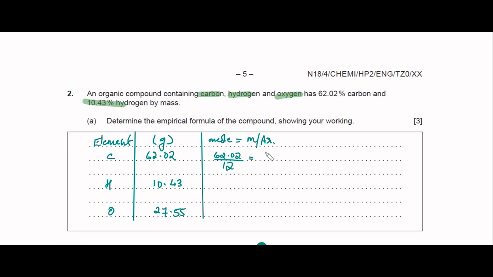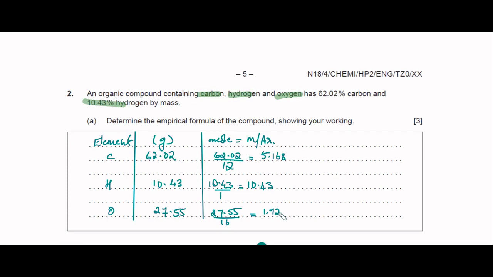So there I get 5.168 moles. Coming to hydrogen, it would be 10.43 over 1, which is the same as 10.43 itself. And for oxygen, it would be 27.55 over 16, which is the atomic mass of oxygen. When I do the division, I'll be getting 1.72. But when it comes to empirical formula or molecular formula, we don't have it in decimal values.